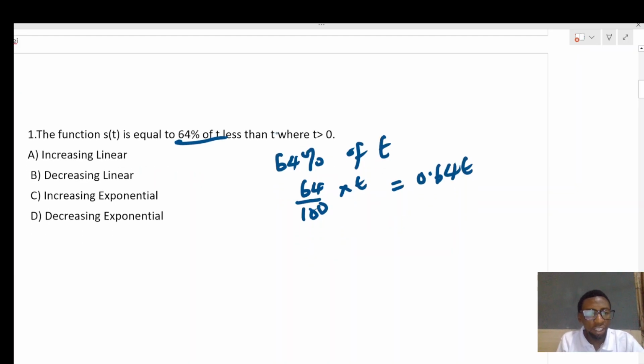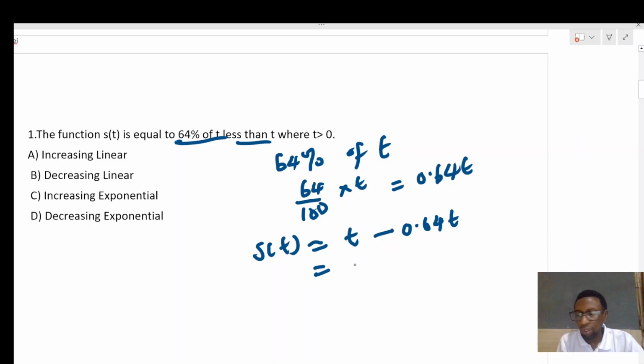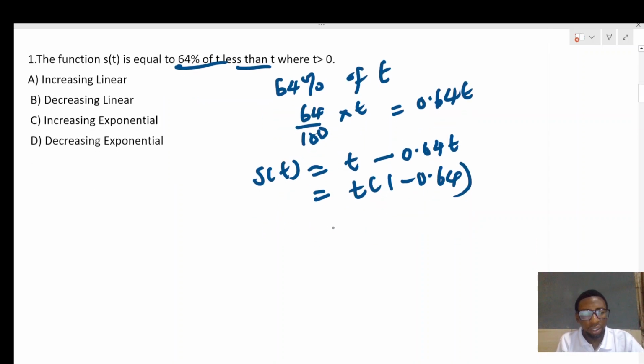Now look at this. It has said less than t, so that means our s of t is actually t minus 0.64t. That means you get your 64% of t, which is this, less than t. That means t minus 0.64t. If I factorize this, I have t bracket 1 minus 0.64. Then if I subtract, my answer will be 0.36t. This is my s of t.